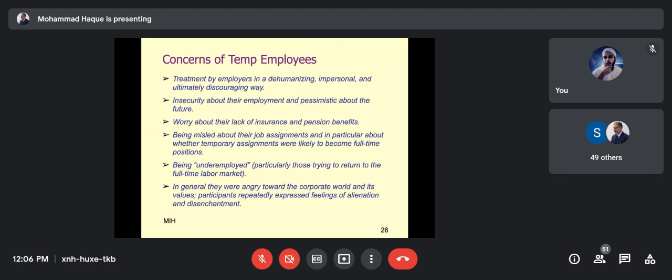Now, what we find is that temporary employees are treated by employers in a dehumanizing, impersonal, and ultimately discouraging way. We also find insecurity about their employment and pessimism about the future, worry about their lack of insurance and pension benefits, being misled about their job assignments, in particular about whether temporary assignments were likely to become full-time positions, being underemployed, which is very, very common. And in general, they are angry towards the corporate world and its values, right?